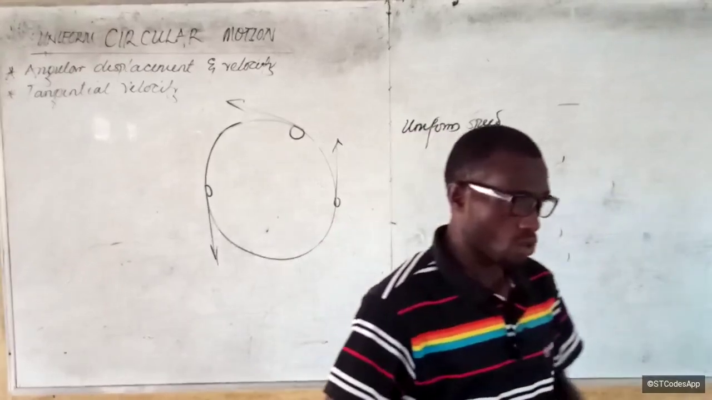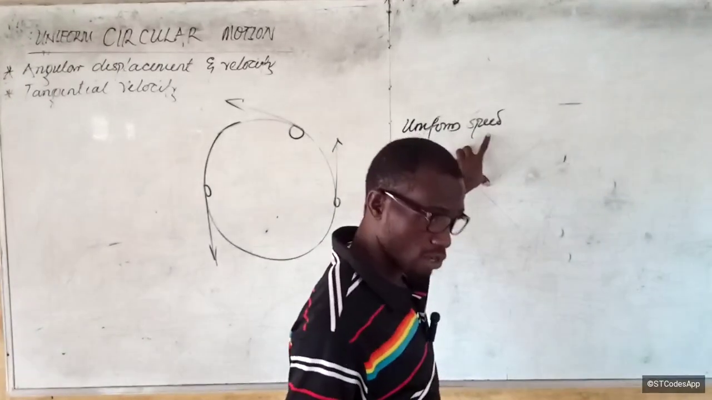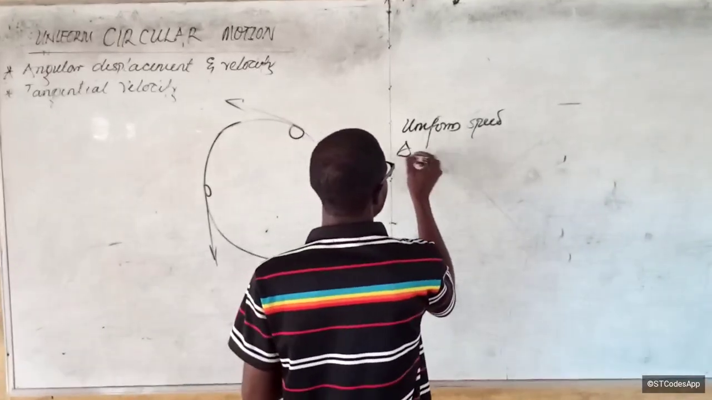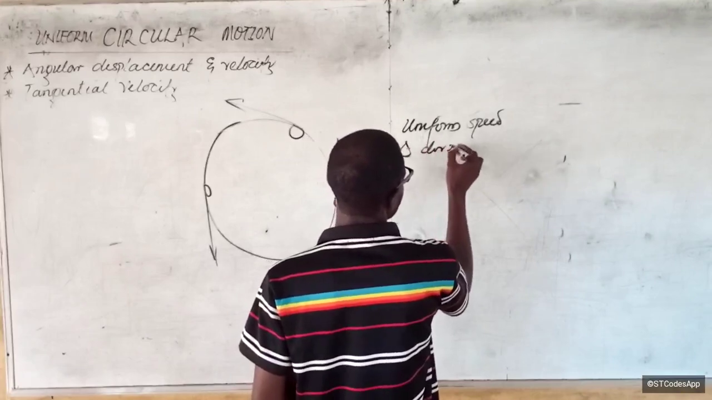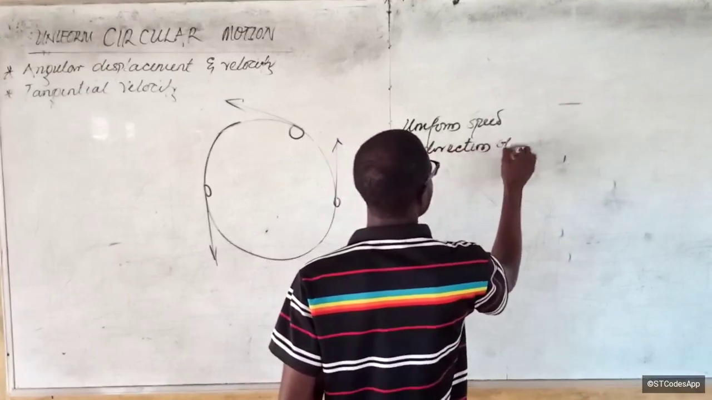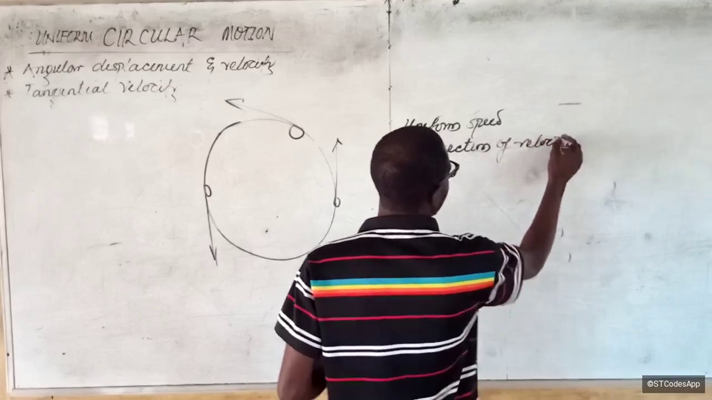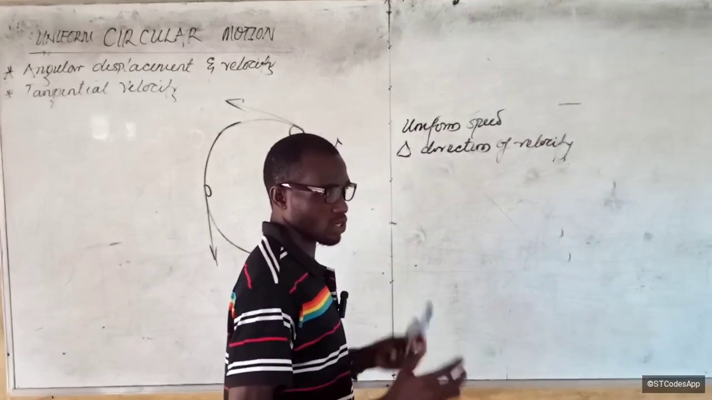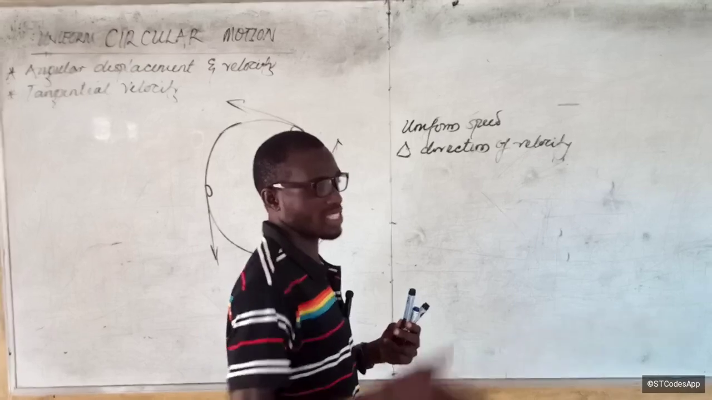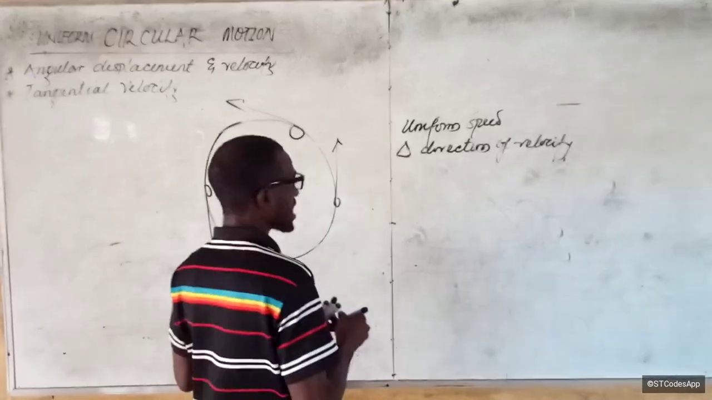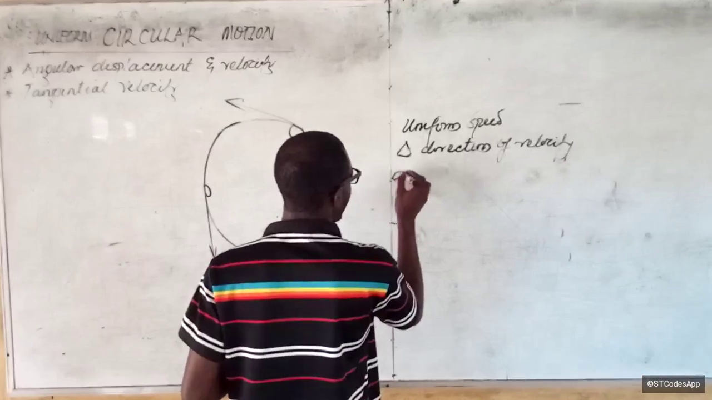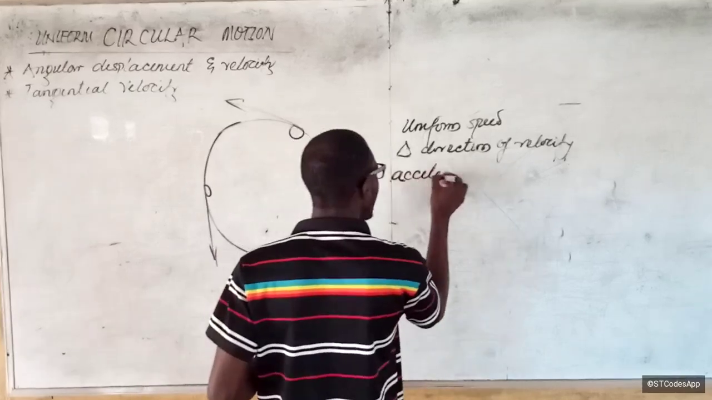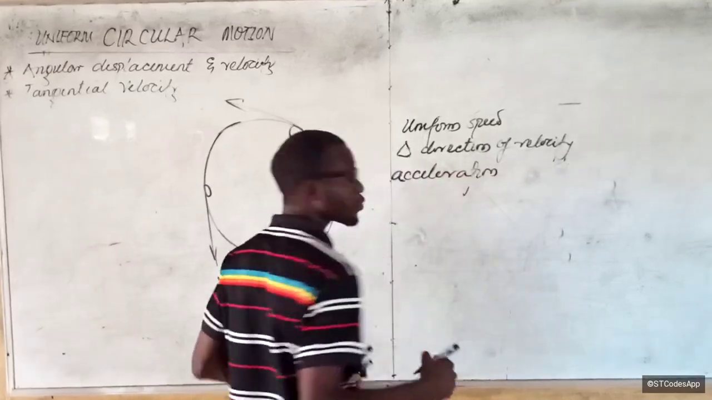Are you getting it? So we said that there's a uniform speed, but there is a changing direction of velocity. Since velocity is changing, what quantity do we talk about when velocity is changing? Acceleration. So it means that acceleration is involved, and the body is constantly accelerating. And what produces acceleration?